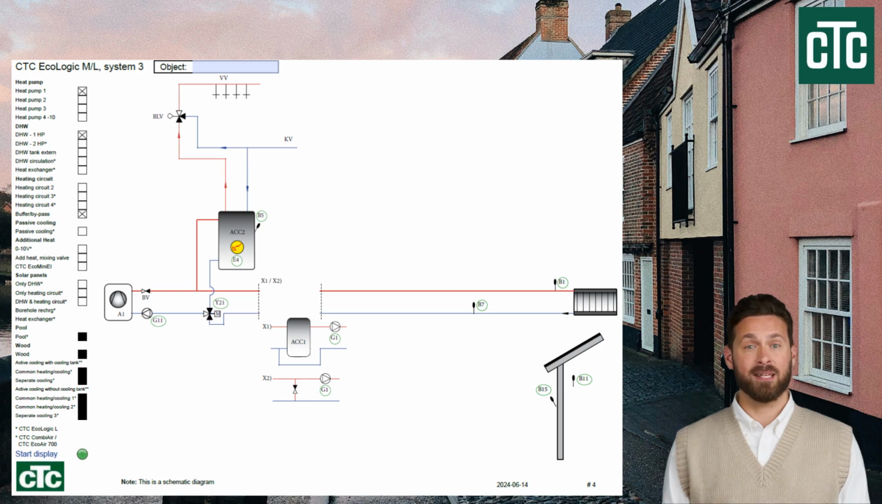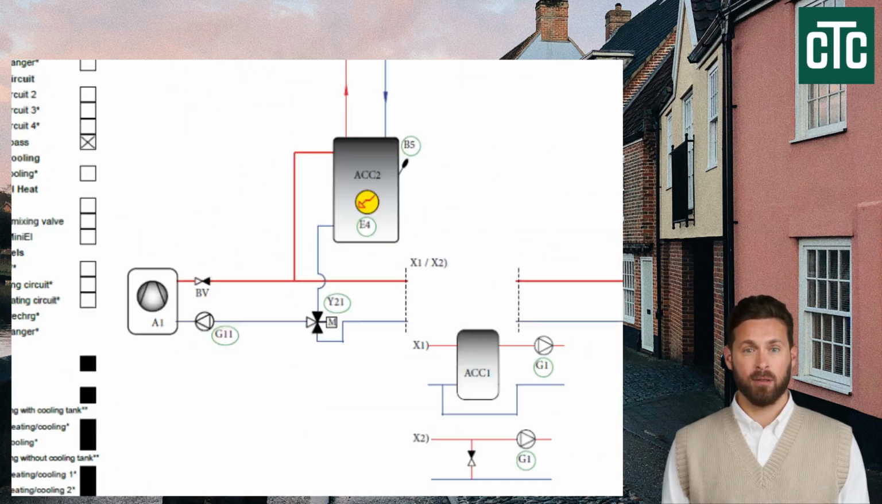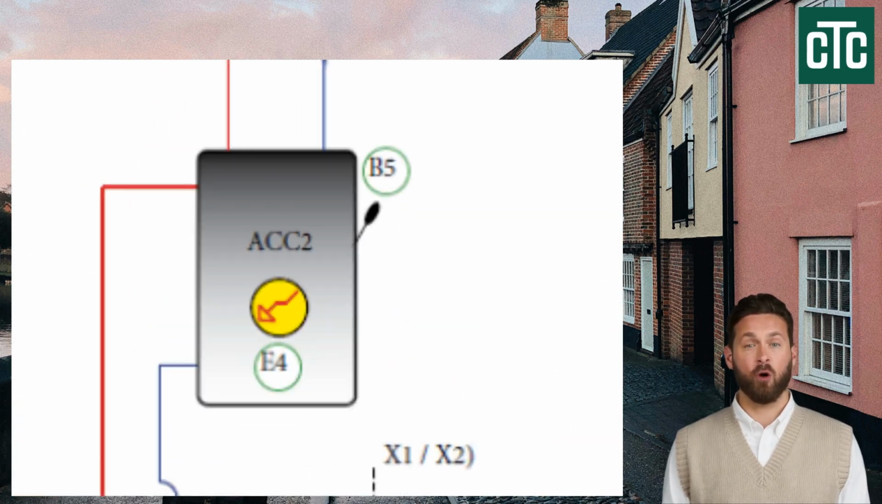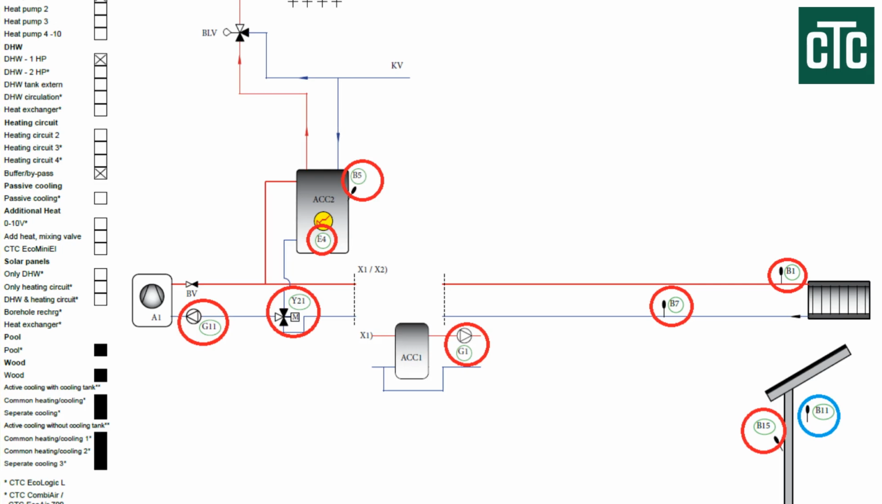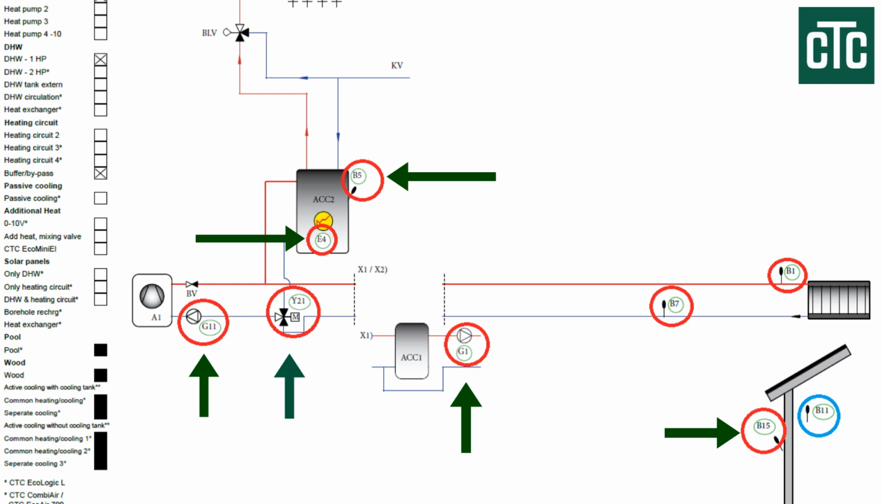I suggest we look at the simplest and most popular system with a heat pump, a heating system buffer tank, and a domestic hot water cylinder. Other main components of the system: charge pump G11, 3-way diverting valve Y21, additional electric heater for hot water E4, temperature sensor B5 for the hot water tank, heating system circulation pump G1, outdoor temperature sensor B15, flow temperature sensor B1, return temperature sensor B7.